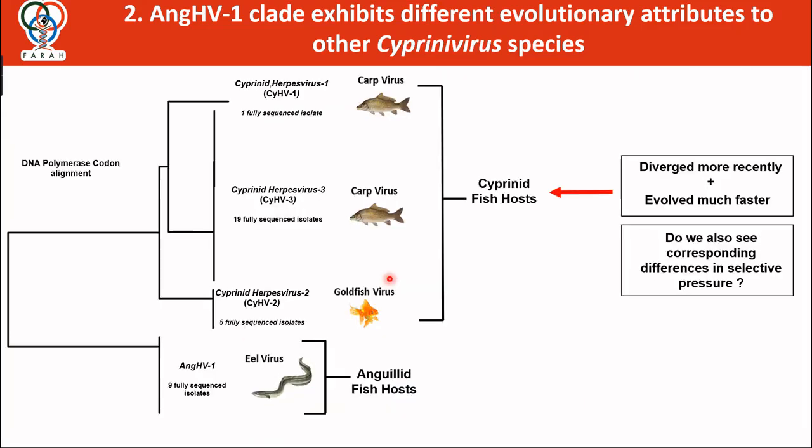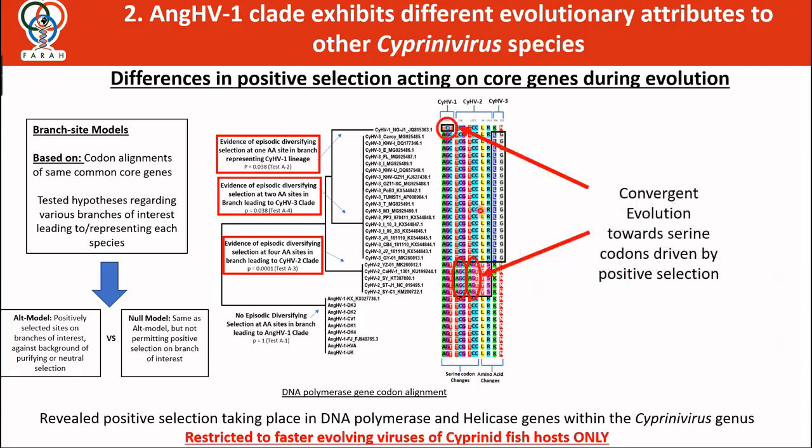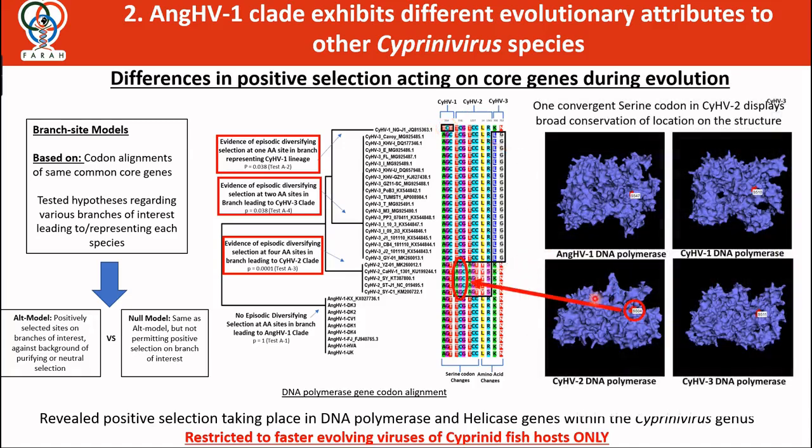So if these viruses of cyprinid hosts diverged more recently, after evolving much faster into the species that we know today, we wondered if we would see corresponding differences in selective pressure at equivalent periods in their evolution right before species clade divergence. So we investigated this using branch site models, and this revealed strong evidence of positive selection taking place in the DNA polymerase and helicase genes within the Cyprinivirus genus, including cases of convergent evolution in CyHV1 and CyHV2 DNA polymerase genes. Notably, one of these sites under selection in CyHV2 displays conservation of structural location across the genus, which is quite interesting.